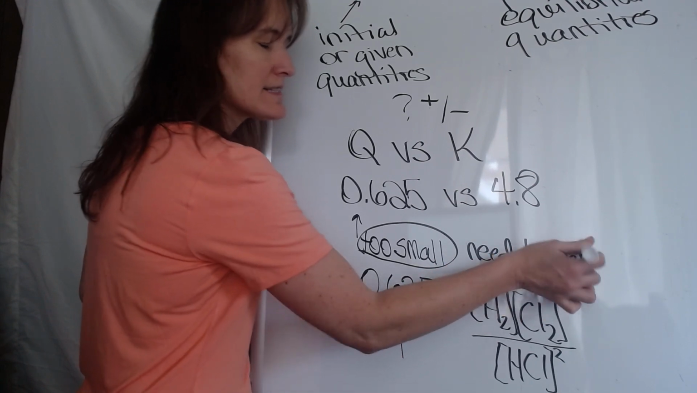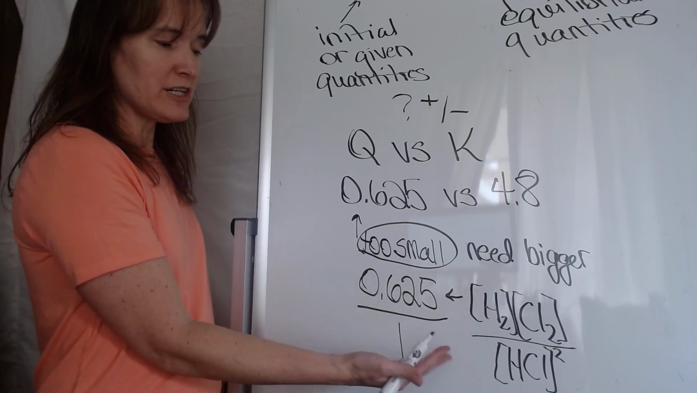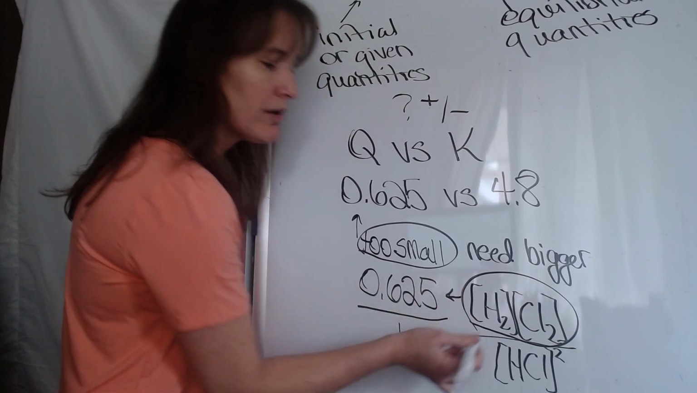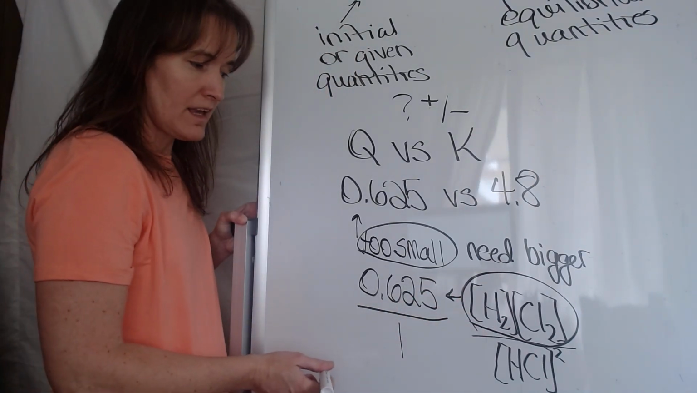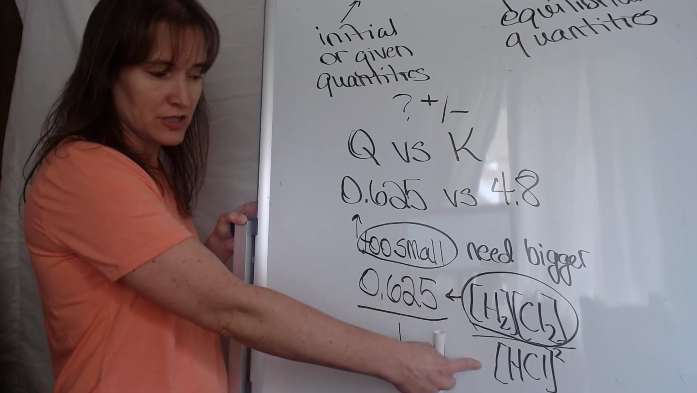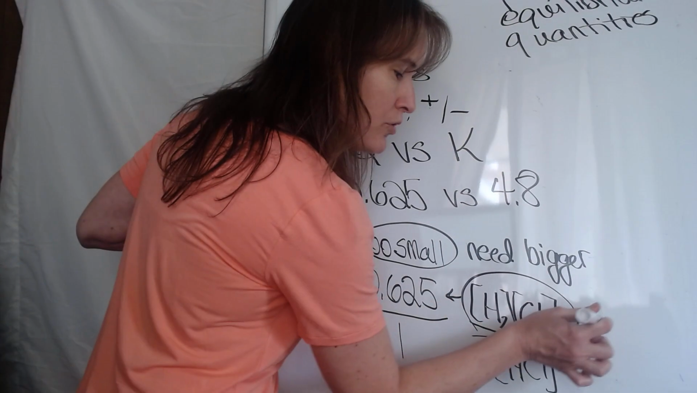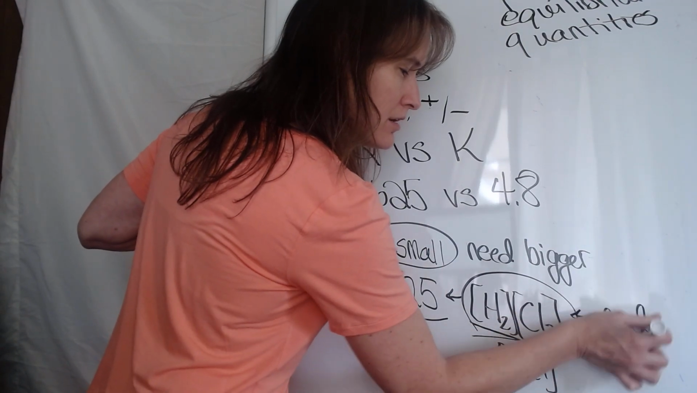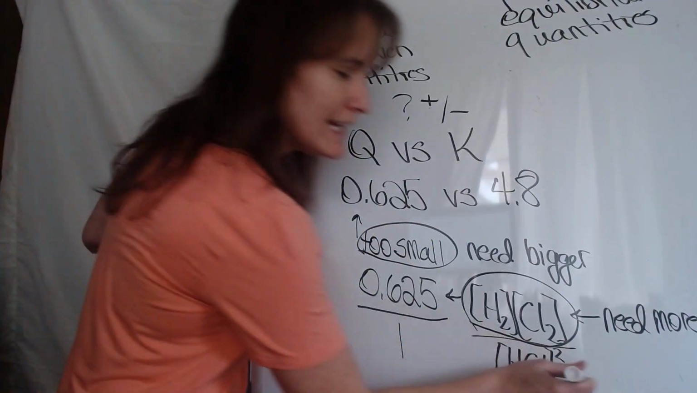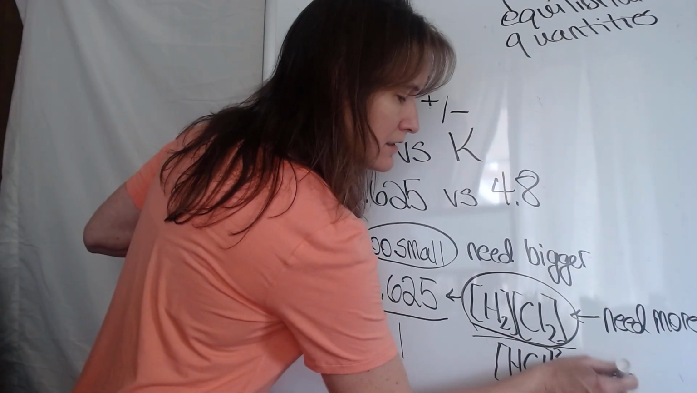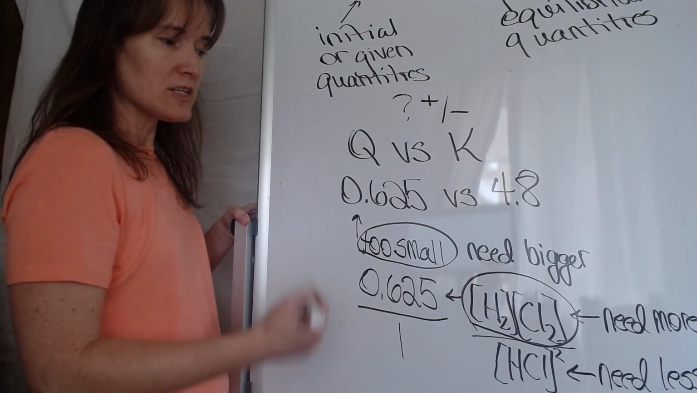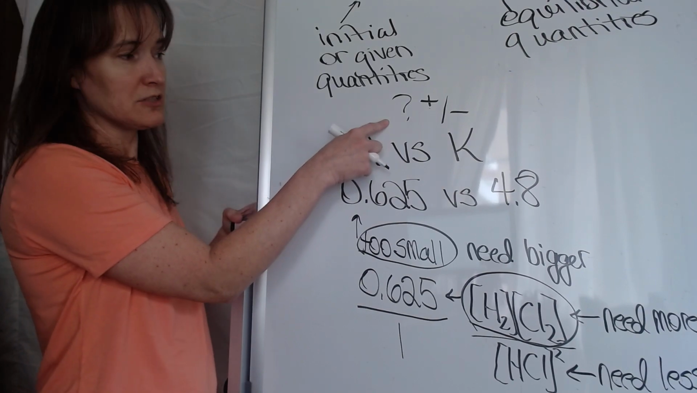I need an increase. And since this number is based on a ratio, the only way to make it increase is to make your numerator increase. And so the reason it's too small is because I don't have enough product and I have too much reactant. So I need more of the product and I need less of my reactant.